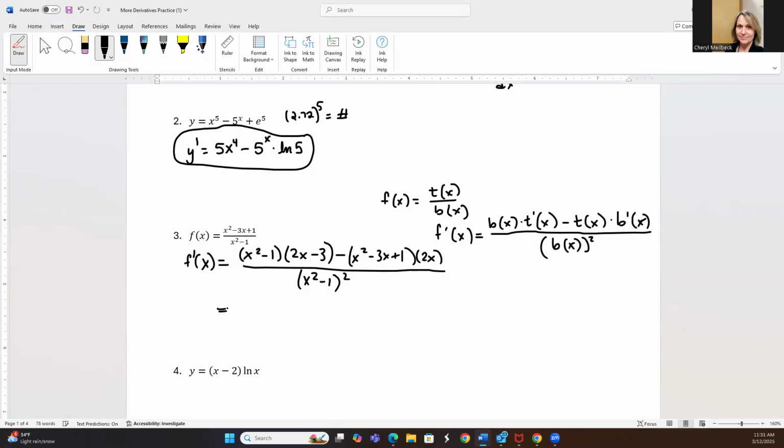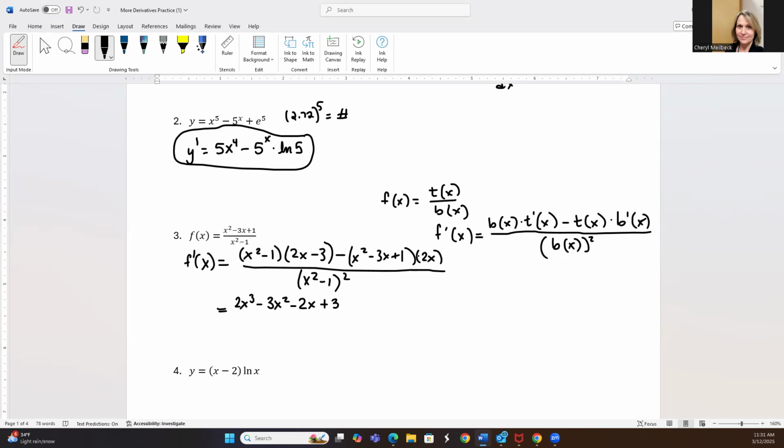Now we simplify that numerator because we are going to have some terms cancel. So we're going to multiply it out and add like terms. So x squared times 2x gives me 2x cubed. x squared times a minus 3 gives me a negative 3x squared. A negative 1 times 2x is a negative 2x. And a negative 1 times a negative 3 is a plus 3.